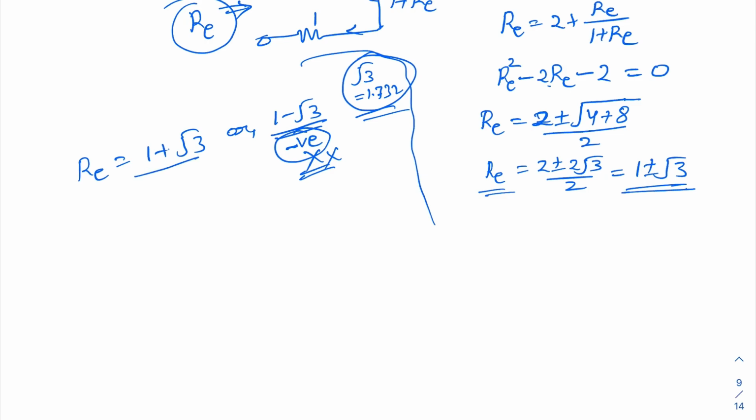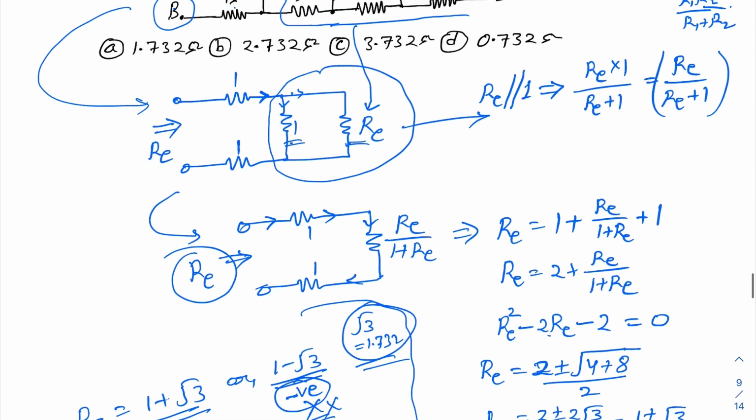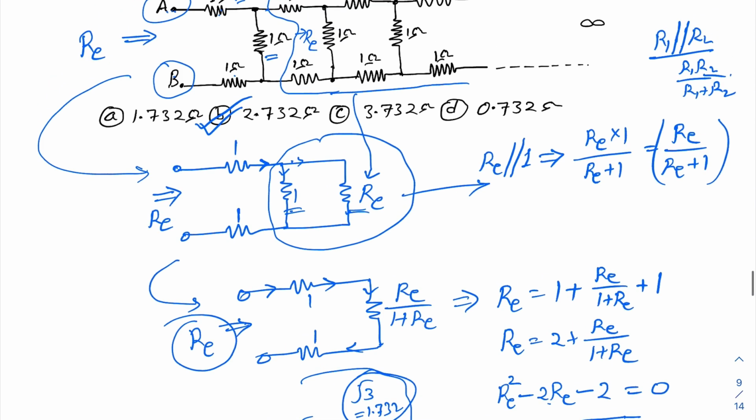So we will count only this one. So R equivalent will be equal to 1 plus 1.732, that will be equal to 2.732 ohm. This is your answer. Okay, so the answer is 2.732, so option B will be your right option.